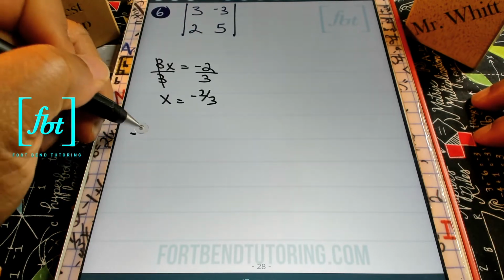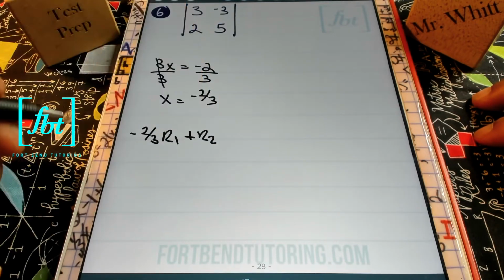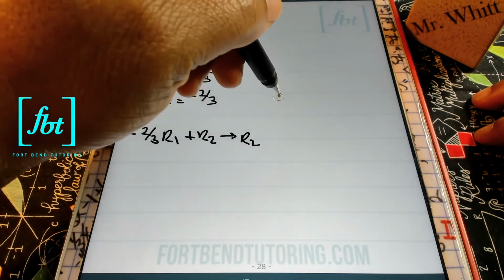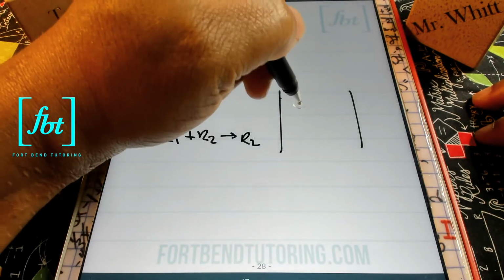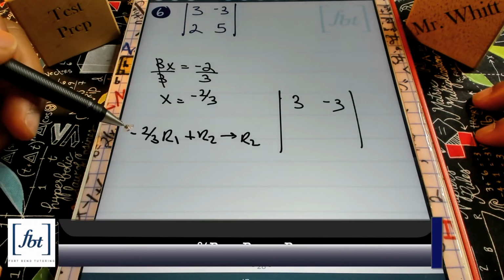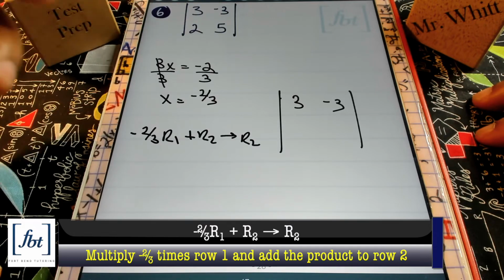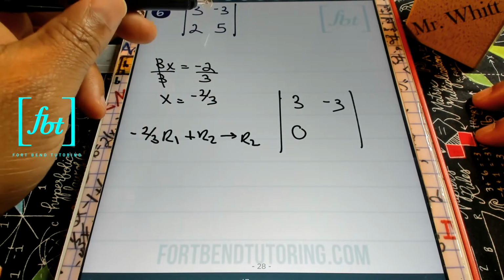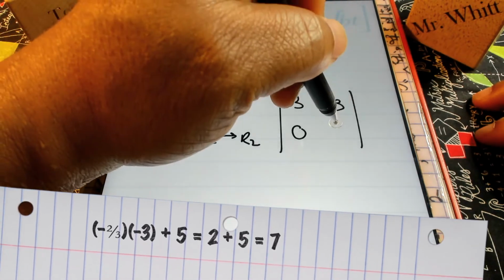We'll say negative 2/3 times row 1 plus row 2, and then rewrite that in row 2. So we have the following matrix now, guys. Row 1 is unchanging. We have the 3 and the negative 3 coming down, and what we'll be doing next is multiplying negative 2/3 times 3, which gives you negative 2, and then negative 2 plus 2 is 0. Then you'll be multiplying negative 2/3 times negative 3. Well, that makes a positive 2, and then 2 plus 5 gives you 7.